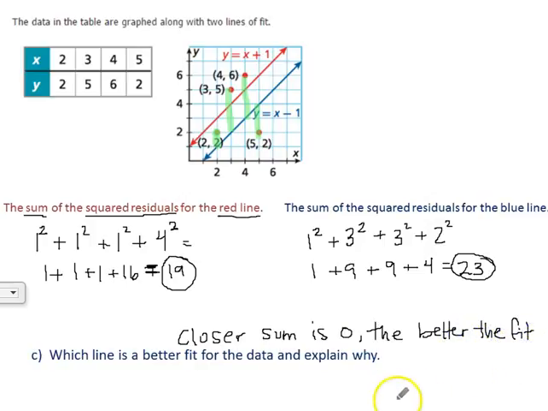So based on that, which line would be the better fit? Would it be the red line or the blue line? Well, 19 is smaller than 23, so that means that the red line is going to be a better fit because the sum of the squared residuals is closer to 0, and that's why. All right, so moving on to the next slide. If you need more time here, go ahead and click pause.